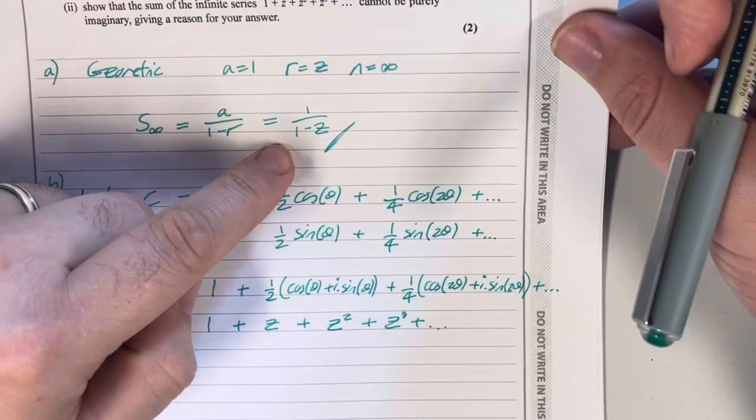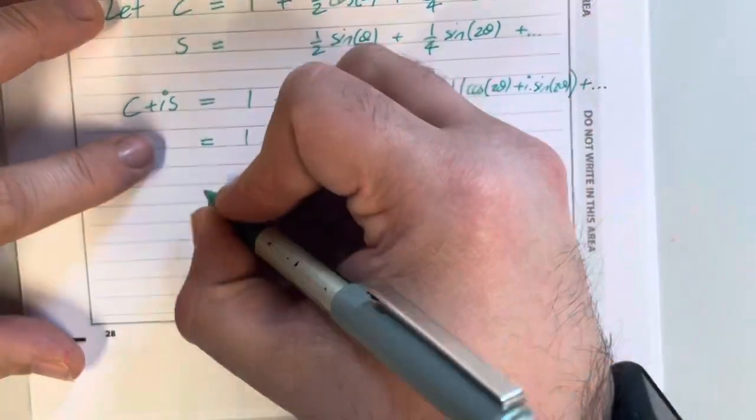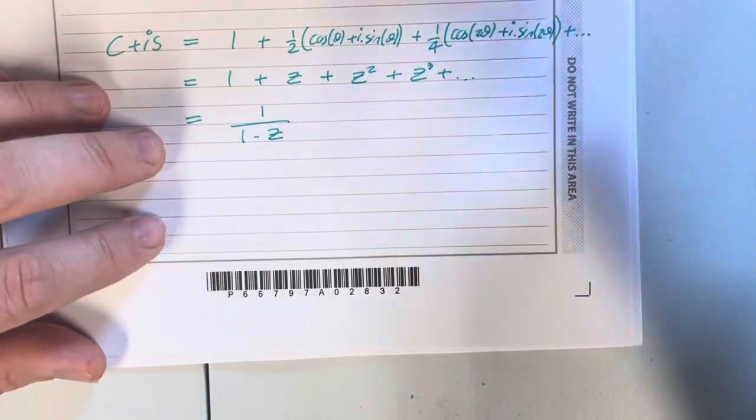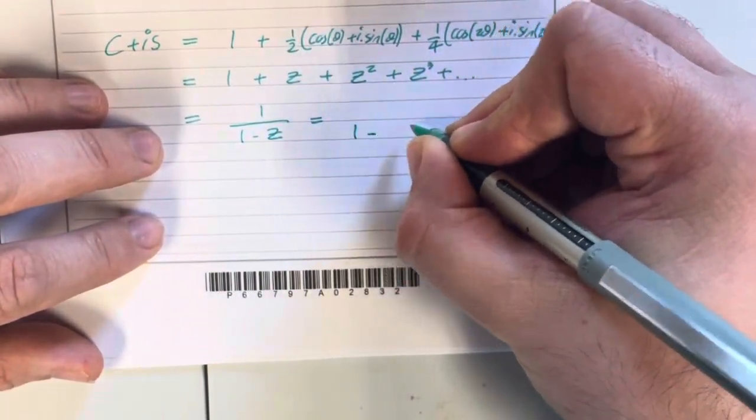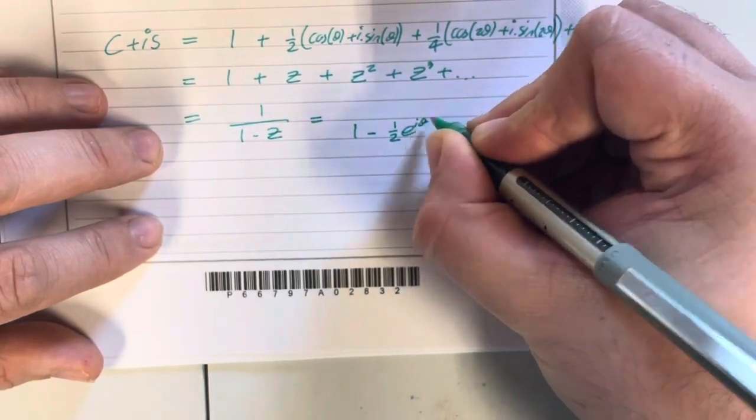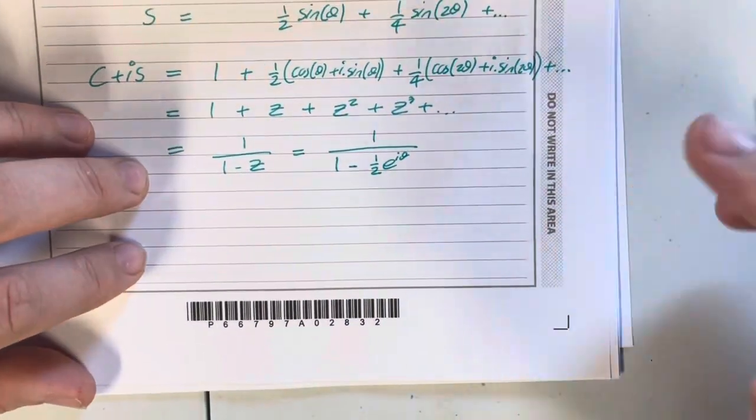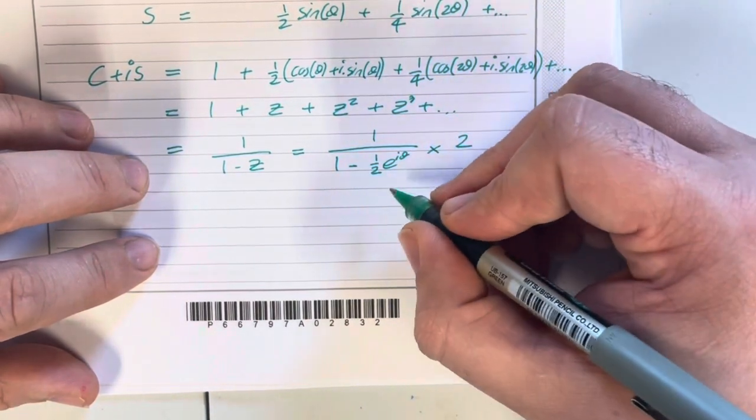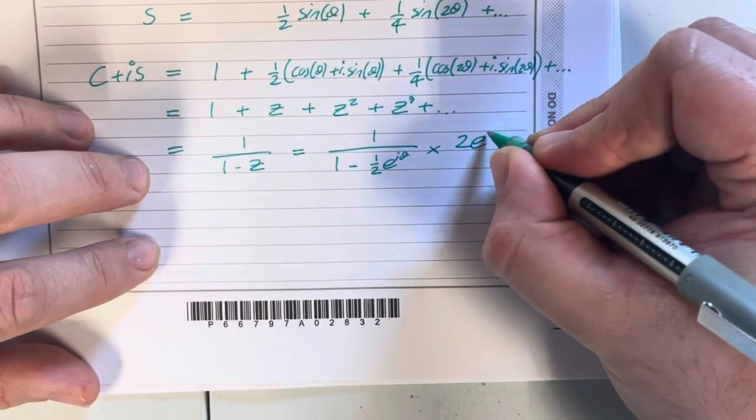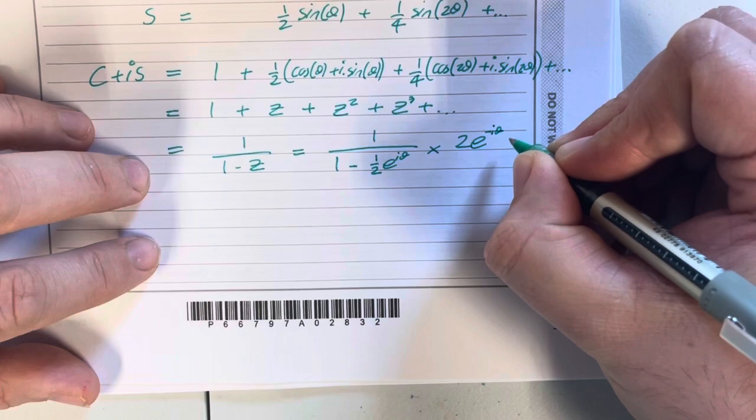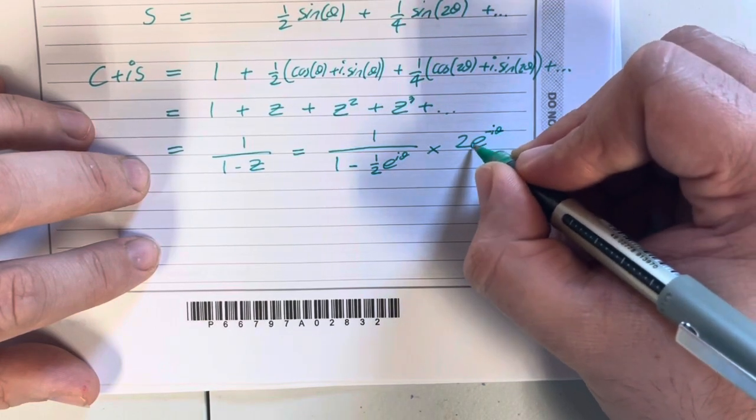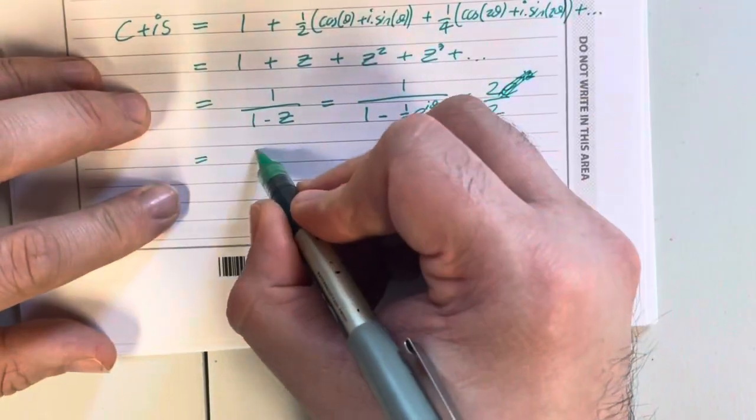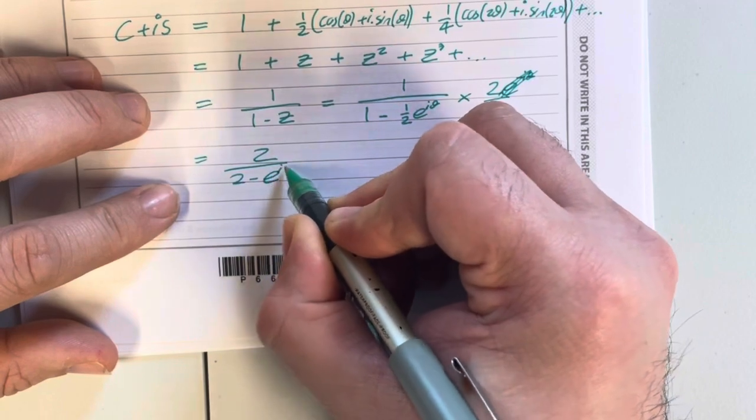And we've already said that equals 1 over, sorry, 1 over 1 minus z. So that equals 1 over 1 minus z, which is 1 minus a half e to the i theta under 1. I'm going to times top and bottom of that by 2, just to get rid of the fractions in fractions. So we end up with 2 divided by 2 minus e to the i theta.